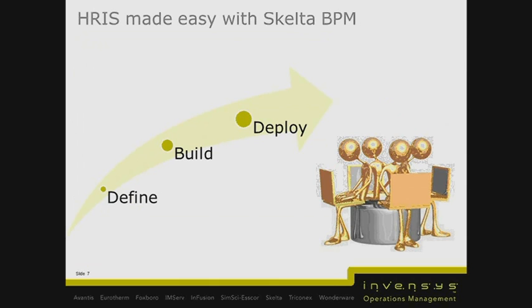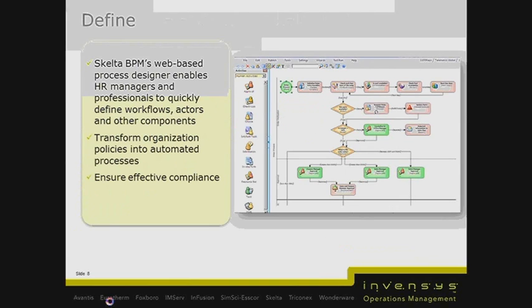How do you go ahead and achieve a human resource information system with SCELTA BPM, or SCELTA Business Process Management? We need to go ahead and follow these steps. They're very simple, ideal fit for a business analyst who has an understanding of the process and can communicate the same to an IT team that can help him build it out. So you have a define stage, you have a build stage, and you have a deploy stage.